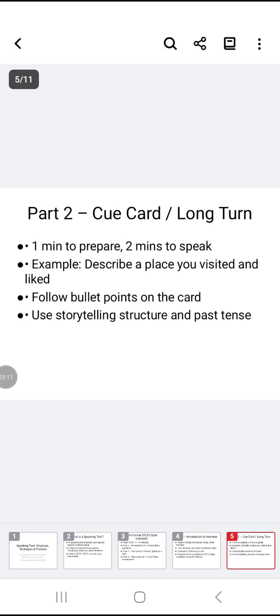Example: describe a place you visited and liked. Follow the bullet points on the card. You have to think about what the main points in this cue card are, what you are asked by the examiner. Use a storytelling structure and past tense. You have to use past tense carefully. Sometimes people use past tense in the wrong way, but you have to think, imagine, and speak freely.